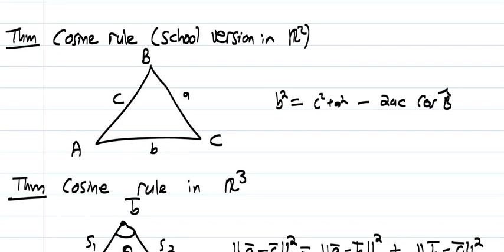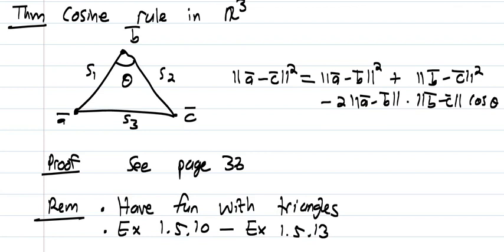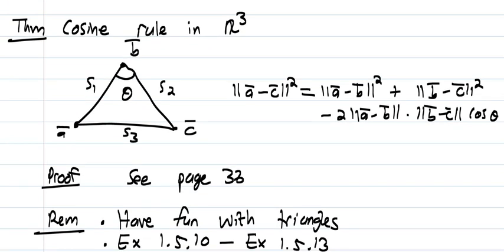Then for the angle at B, we have a formula: little b squared is c squared plus a squared minus 2ac cos B. This is the cosine rule, which we learned in high school. But our model is so wonderful, we can now even have a cosine rule in 3D or as many dimensions as you want. So let's say the angle at B is called theta. Then you can prove that the distance from A to C squared is equal to the distance from A to B squared plus the distance from B to C squared minus twice the distance from A to B times the distance from B to C times cos theta, where theta is the angle at B.